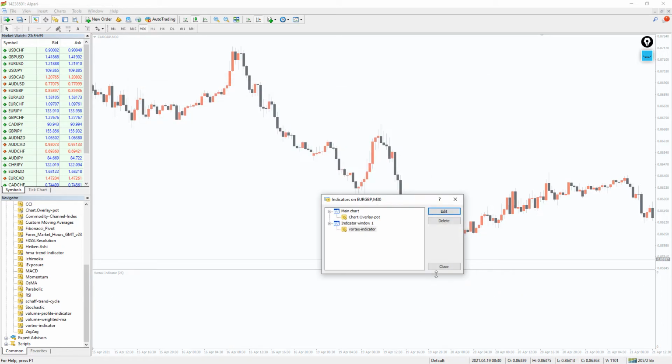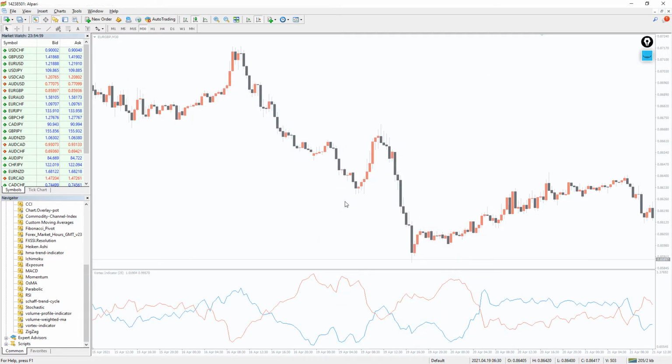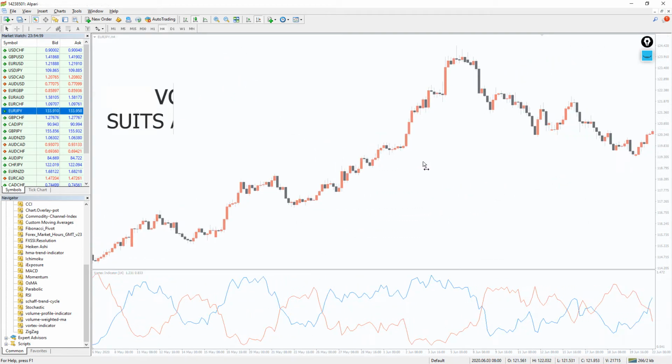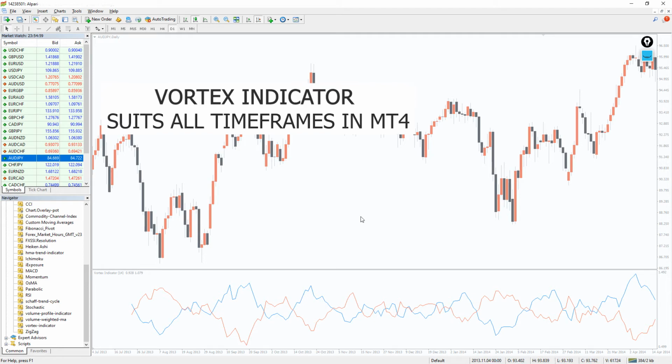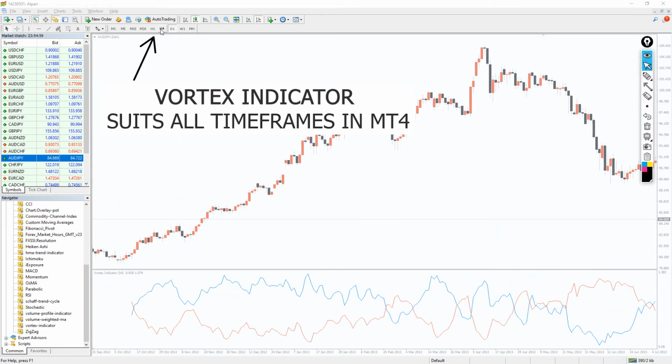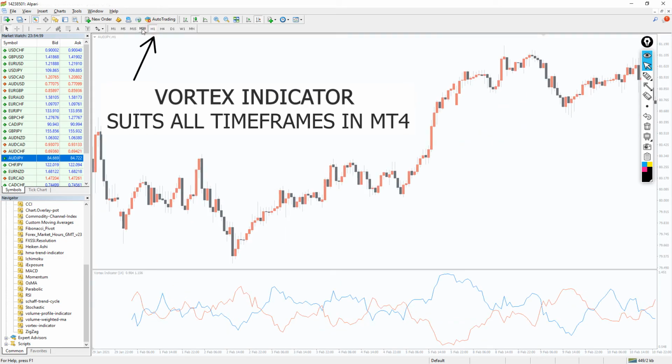The Vortex Indicator is the best trend indicator for intraday and long-term traders, because the indicator covers all aspects of the trend, namely trend direction and trend strength. Moreover, the crossover of the lines provides the trend trading signals.